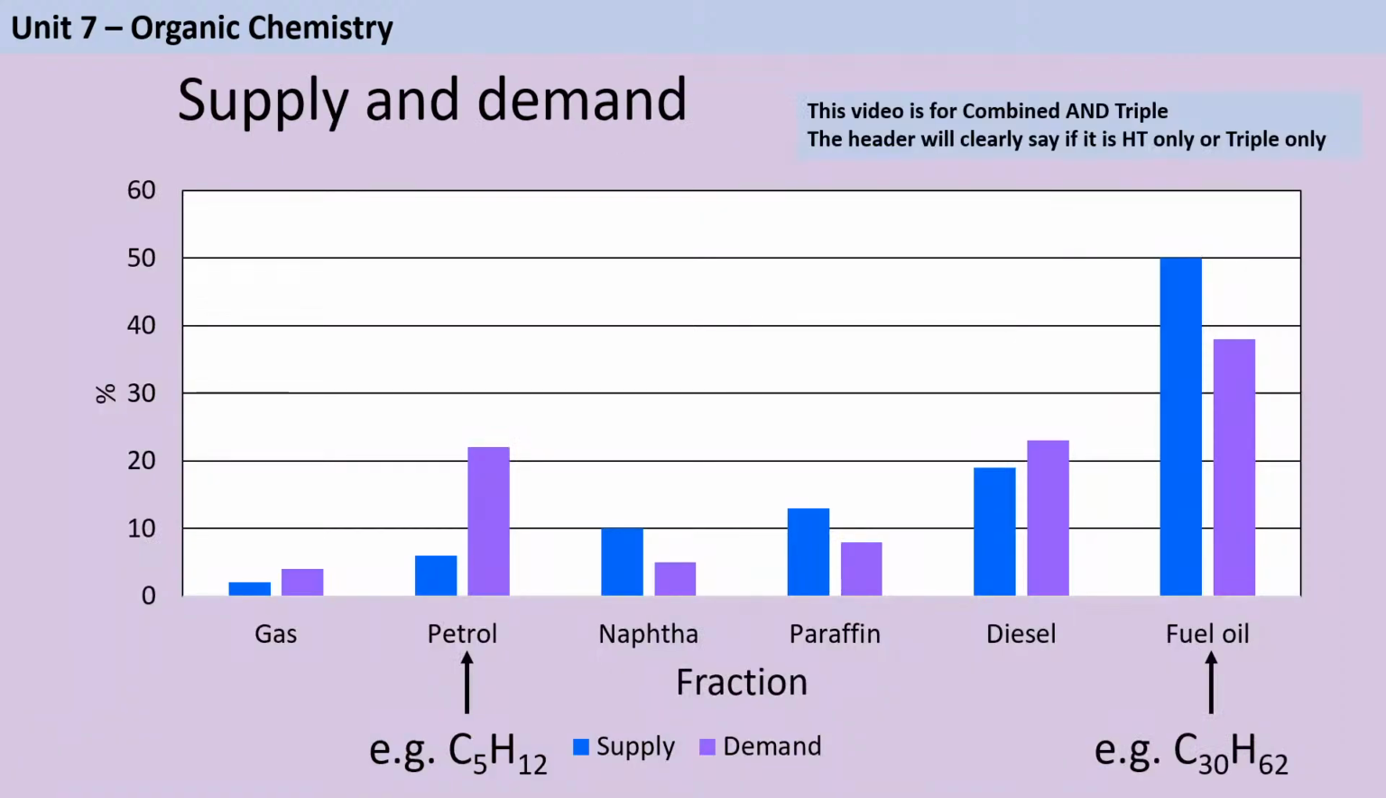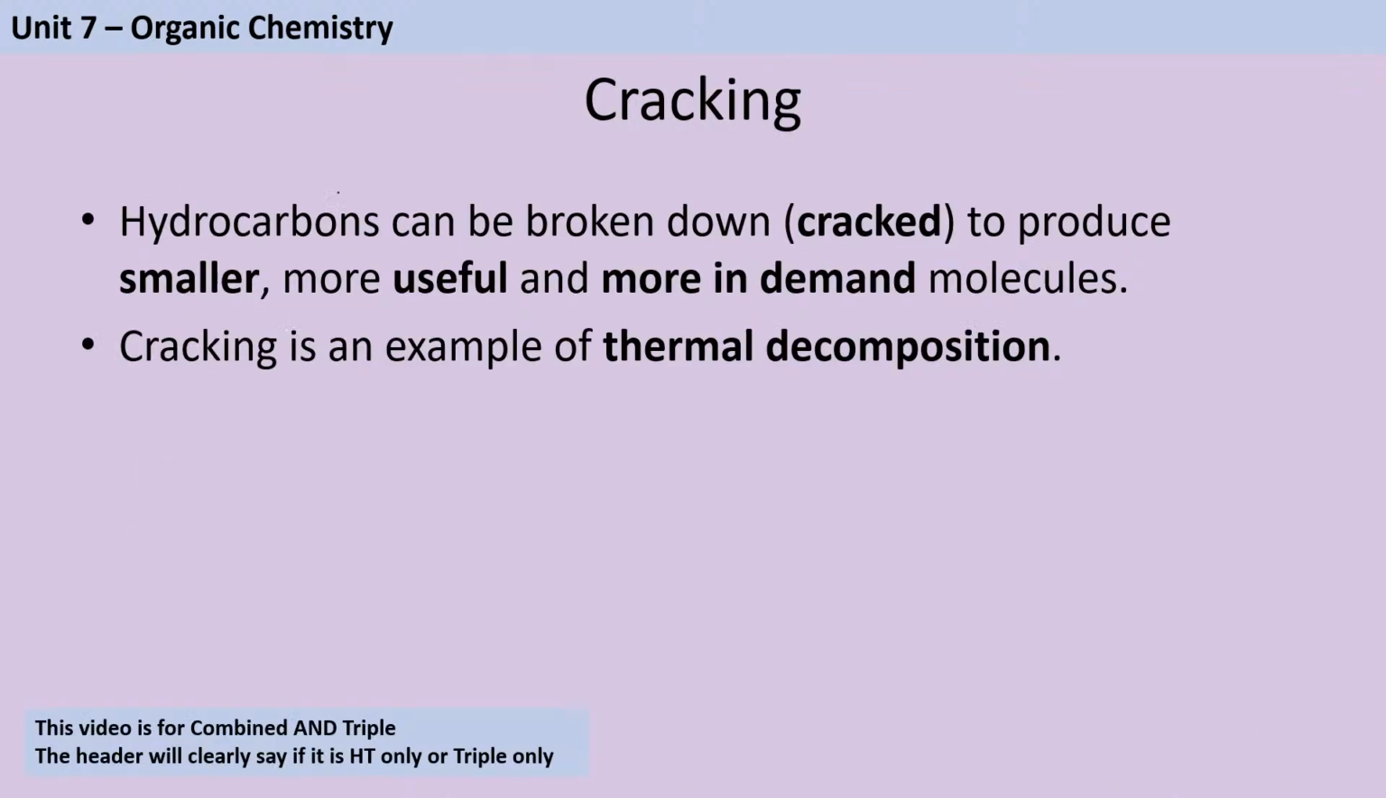Okay. So this graph shows the approximate percentages of different fractions present in crude oil, and also the approximate percentages of those fractions that we actually need. So as you can see, there's a greater demand for petrol and diesel than what we can supply with crude oil alone, while larger fractions like fuel oil are more available than necessary. So cracking is a process that allows this surplus of fuel oil and other large fractions to be converted into smaller, more useful molecules. So it's an example of thermal decomposition. Decomposition means breaking something down, and thermal decomposition is breaking it down using heat.